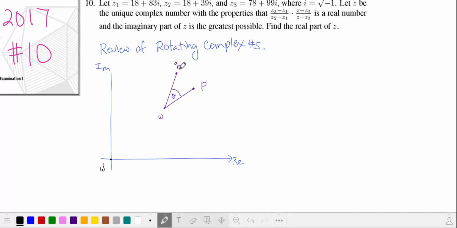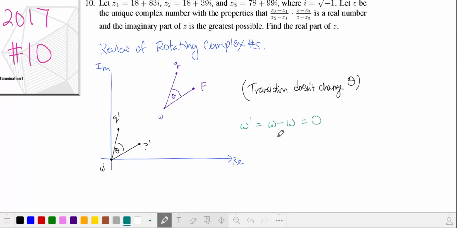And we'll make the same translation that we did to omega to P and Q. We'll call this P prime and Q prime, and this is also theta. So the translation of omega to omega prime, that gets us to 0, just amounts to subtracting omega. So we'll do the same thing to P and Q to get P prime and Q prime.